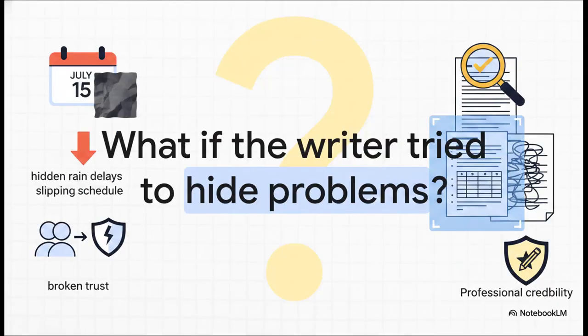I want to leave you with a final thought to mull over. How would this report be different if the writer tried to hide those problems? Really think about that. If they hid the rain delays, the schedule would silently slip, and eventually, trust would be completely broken. Clear, highly structured, and ruthlessly honest reporting isn't just about good grammar. It is the absolute ultimate mark of professional credibility.